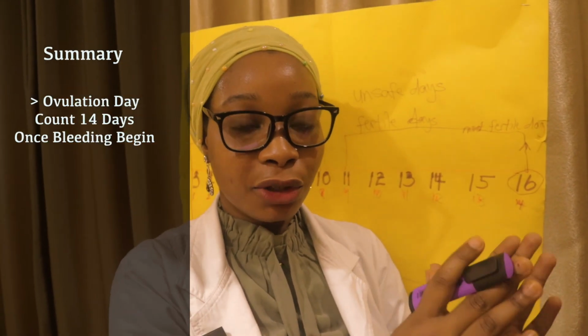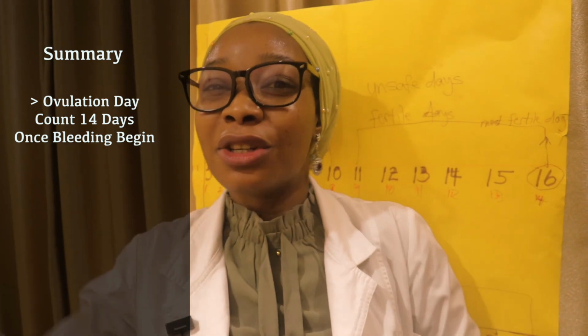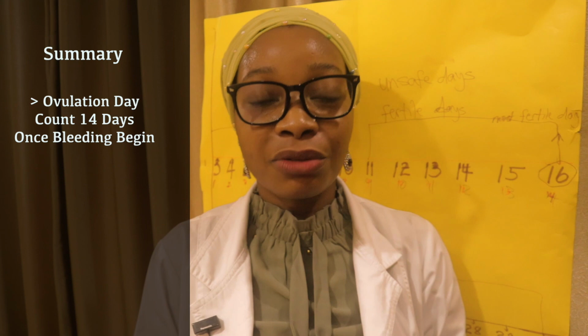Once again, guys, ovulation is the release of an egg into the system, okay? It usually lasts for 24 hours. To calculate your ovulation day, you need to count 14 days from the beginning of your spotting, of your bleeding. That is two weeks from the first day of your bleeding, or two weeks before your next bleeding, it is your ovulation.